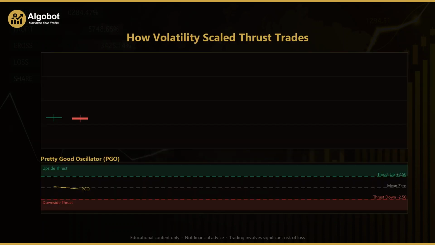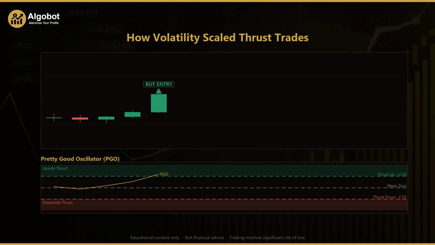Let's bring this to life on the chart, walking through it candle by candle. On the price panel, you'll see the candles, and in the sub-panel beneath, the Pretty Good Oscillator, with its two dashed thrust lines at positive 2.5 and negative 2.5, and a zero line in the middle marking the mean. Look at the first few candles on the left. Price is drifting sideways in a tight consolidation, and the oscillator is hovering near the zero line, wandering just above and below it. These readings are well inside the band, so nothing qualifies as a genuine thrust yet.